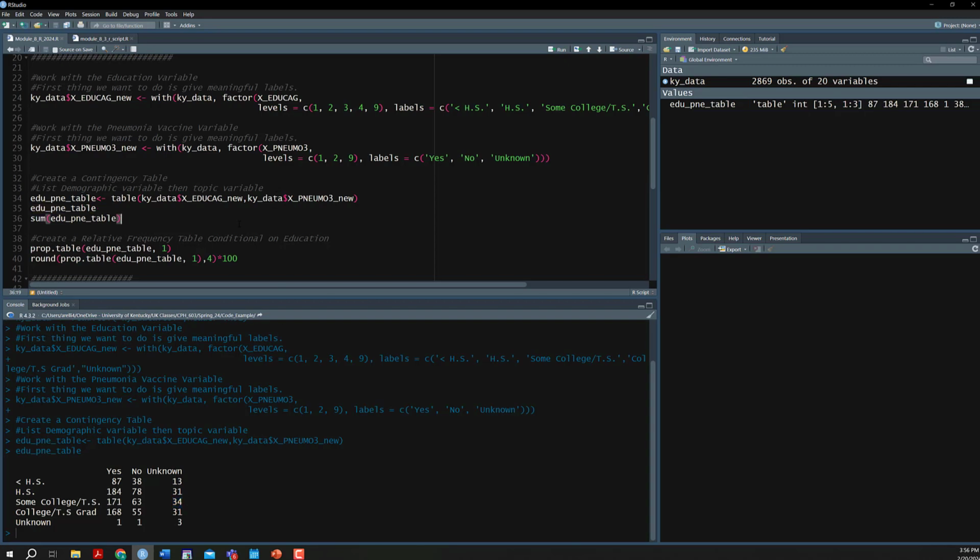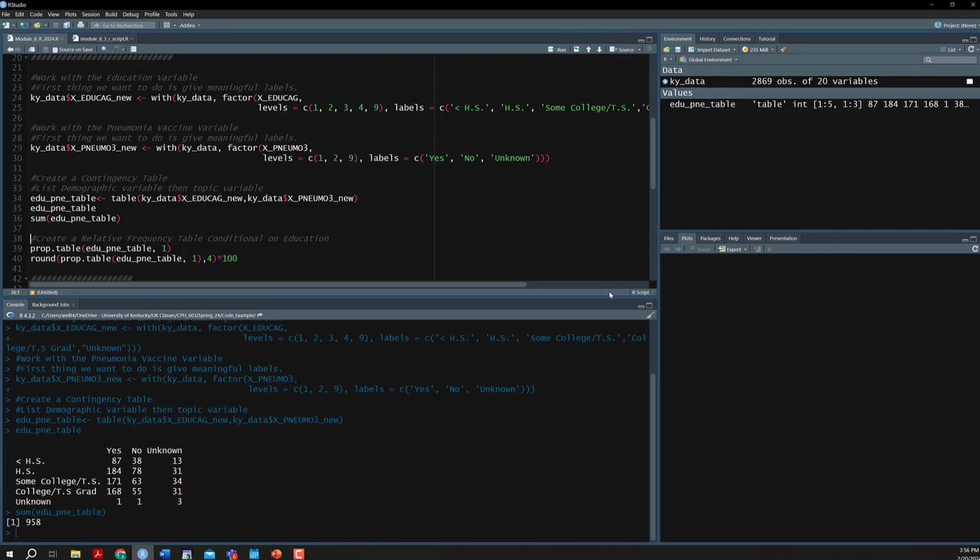Now, one thing that we'll want for later on is to know how many total people answered this survey question. We can do that by summing the table. That's going to add all these values together. And we see there were a total of 958 people that both answered the pneumonia vaccine question and the highest level of education question. At first, this might seem like a really low number, considering that 2,869 people total answered the survey for the state of Kentucky.